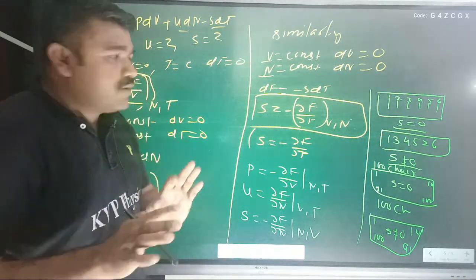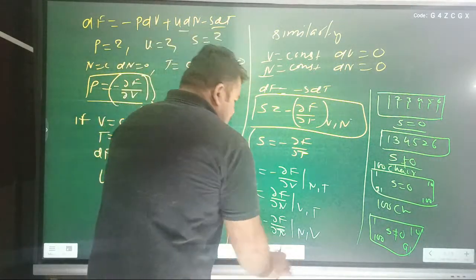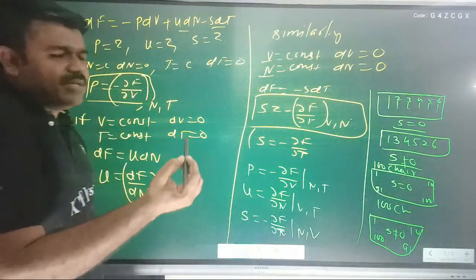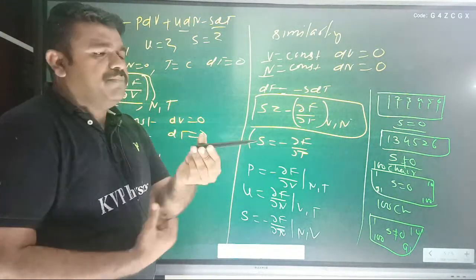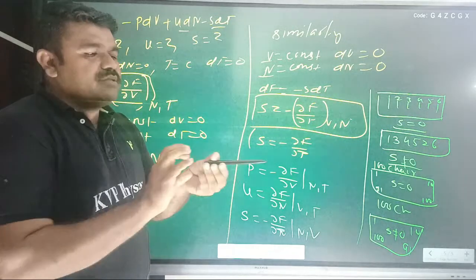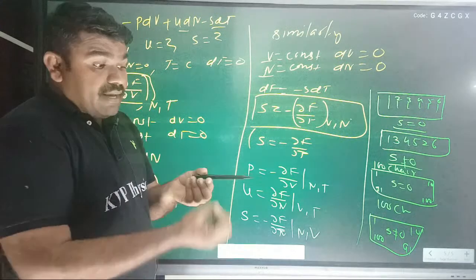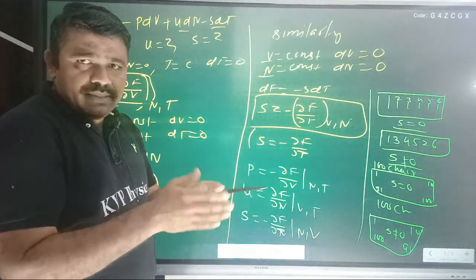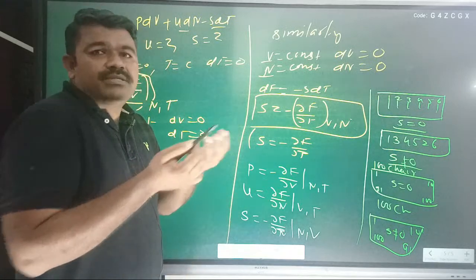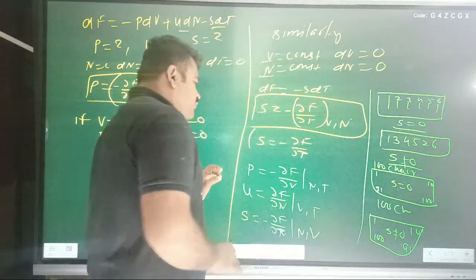Clear? Entropy concept. Entropy is equal to minus ∂F/∂T. Means simply in a system, suppose this is a ferrous system at temperature equal to 0. All atoms are orderly arranged. But we can increase the temperature of this system. What happens? Vibration will take place, disorderness will take place. Means in this case entropy increases with respect to temperature. Clear?